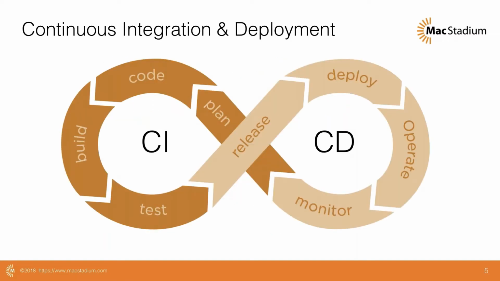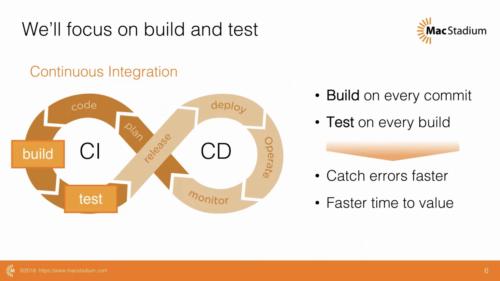So to get started, hopefully this concept is familiar to most of you on the call. Continuous integration and deployment, or CI/CD, is a development paradigm that's been taking hold lately. This process is big and meaty and has lots of debate within it. We couldn't possibly hope to cover all of it on this call, so what we're going to really focus on is the build and test component of continuous integration, or CI. At a very high level, continuous integration means that you're going to build on every commit, you're going to test on every build. It helps development teams catch errors faster and reduces the overall time to value.